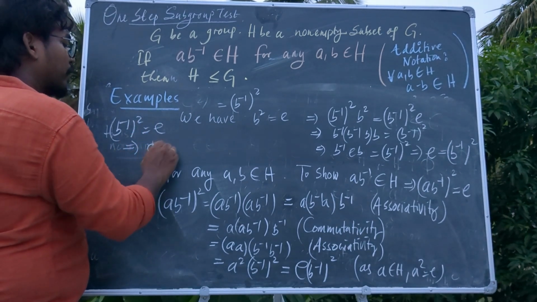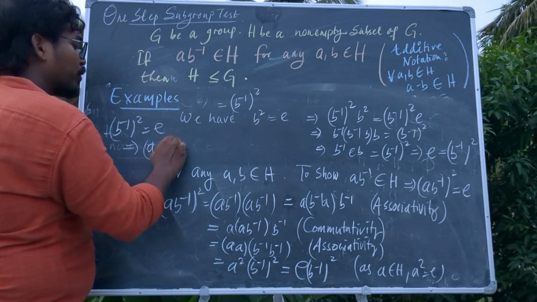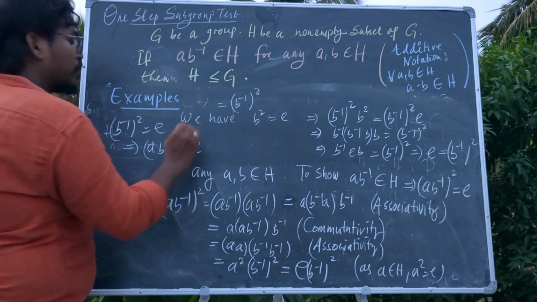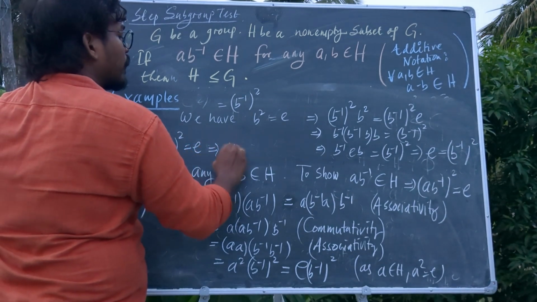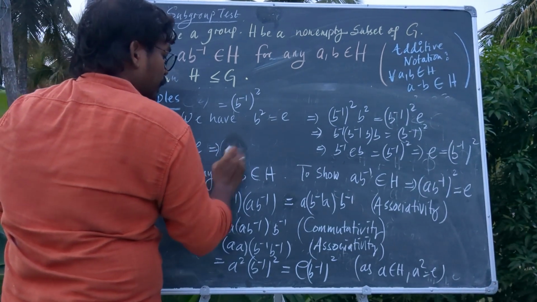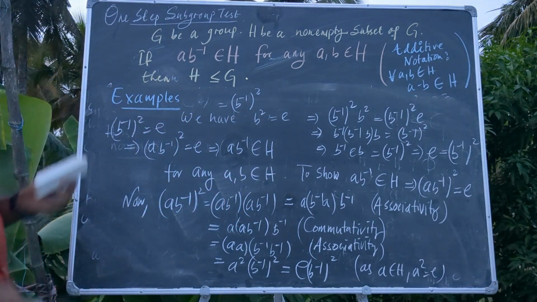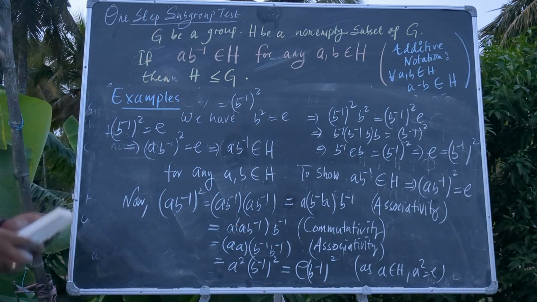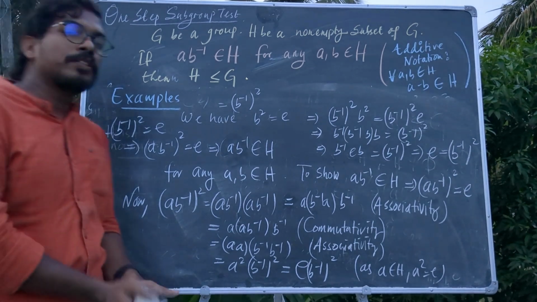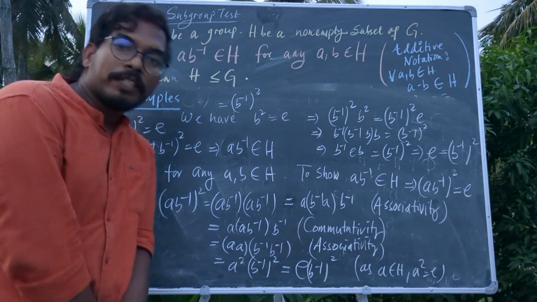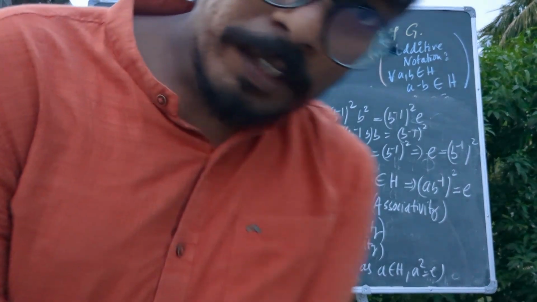That implies (a b inverse) squared is identity. That implies a b inverse belongs to the subset H, and hence H is a subgroup by the one-step subgroup test. Thank you.